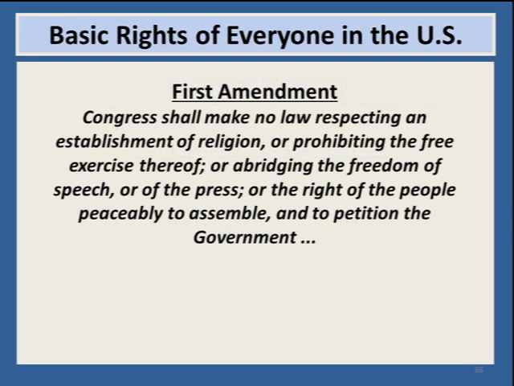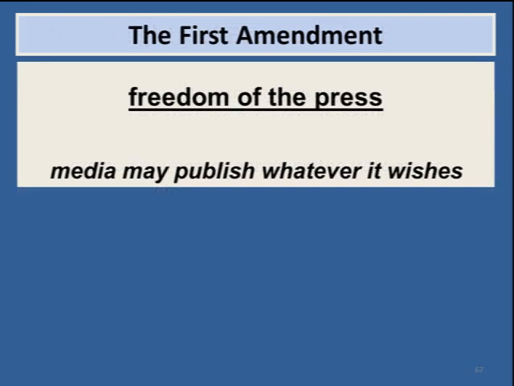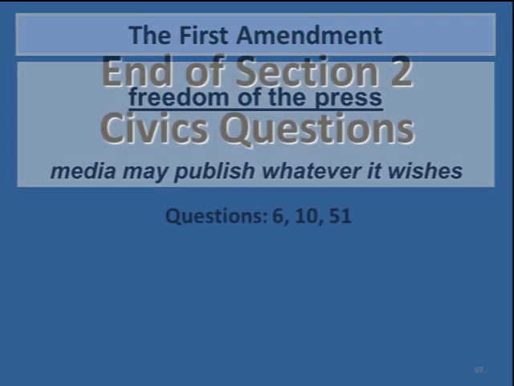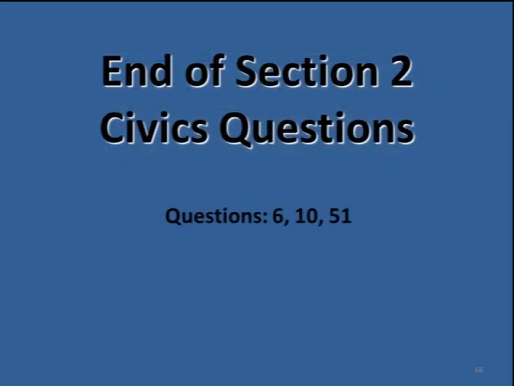As mentioned, the first 4 rights come from the First Amendment. However, the 5th right from the First Amendment is only for U.S. citizens. That right is freedom of the press. Freedom of the press means the media may publish whatever it wishes. This is the end of Section 2.